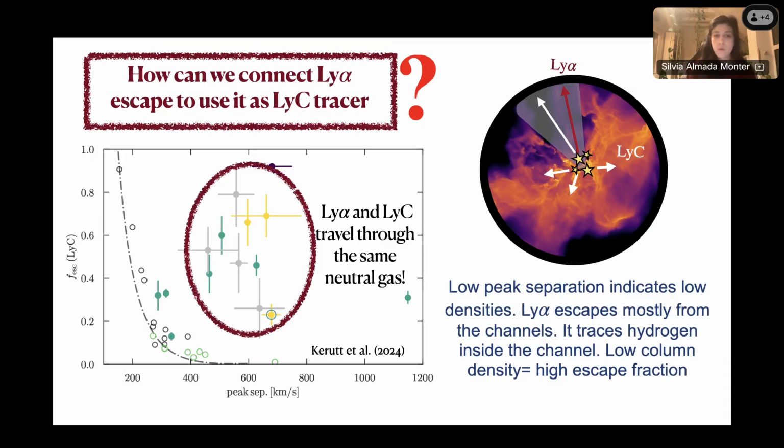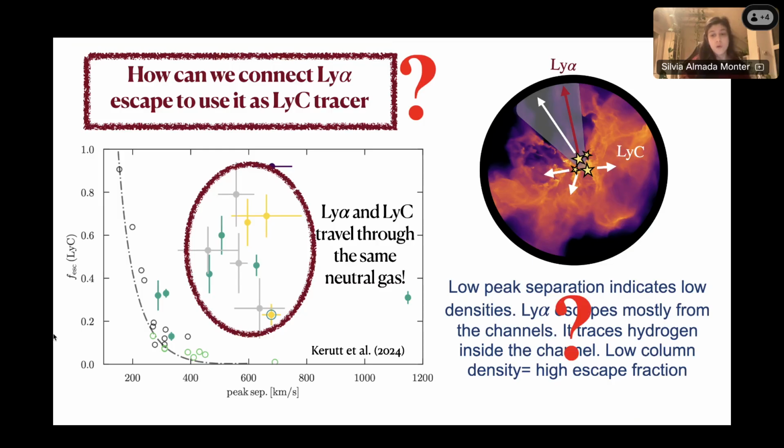but it doesn't really work with the ones that are higher redshift galaxies. So it's really not very well understood yet how we can trace Lyman continuum using Lyman-α. It's not very clear as of now. And I would also just put a question mark to this part here. So low peak separation really indicates high escape fractions.